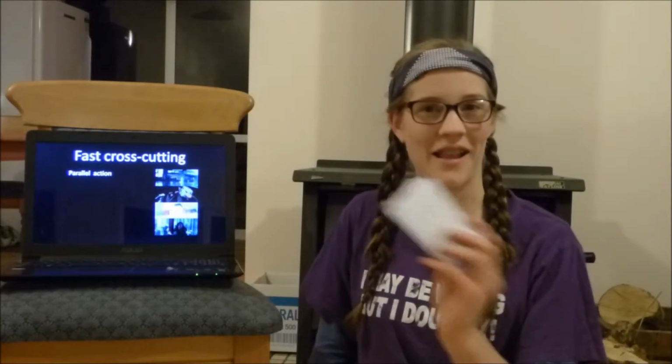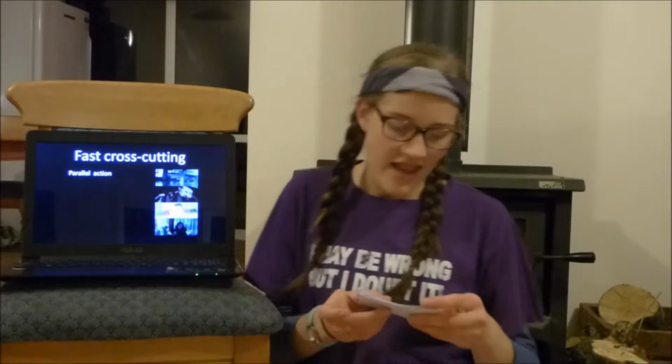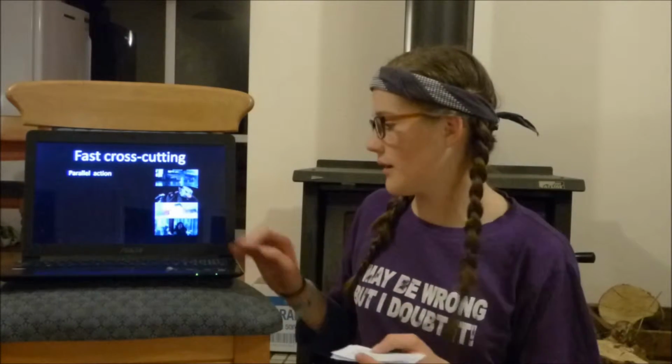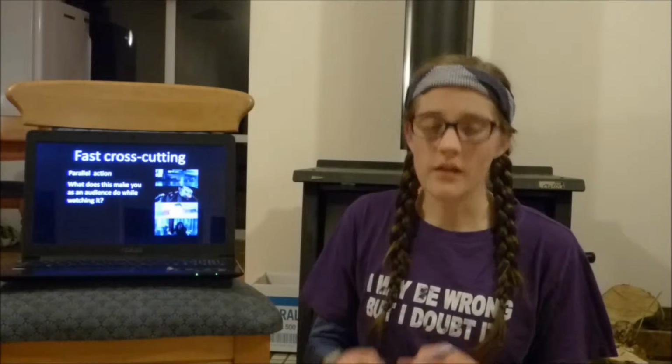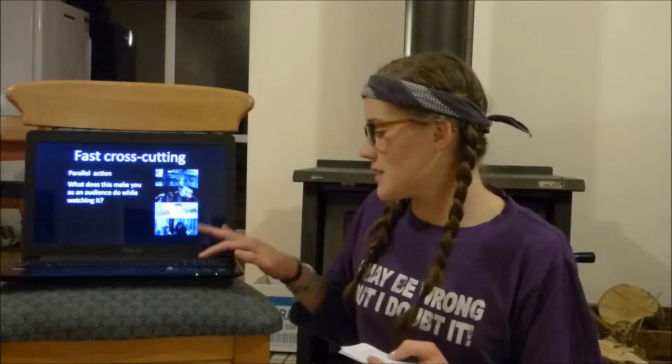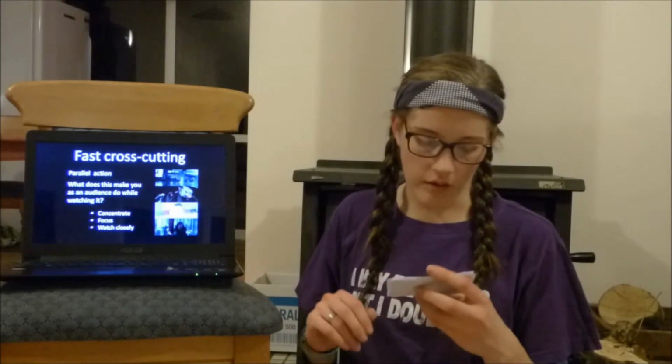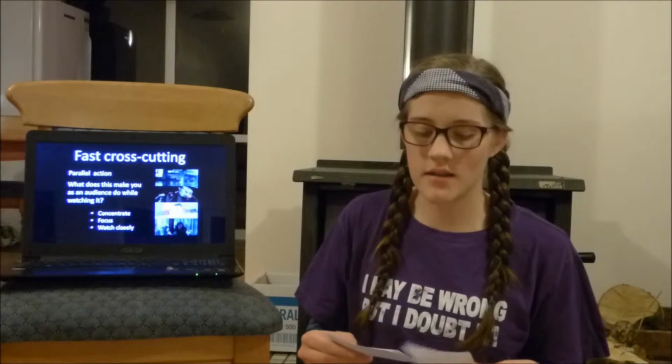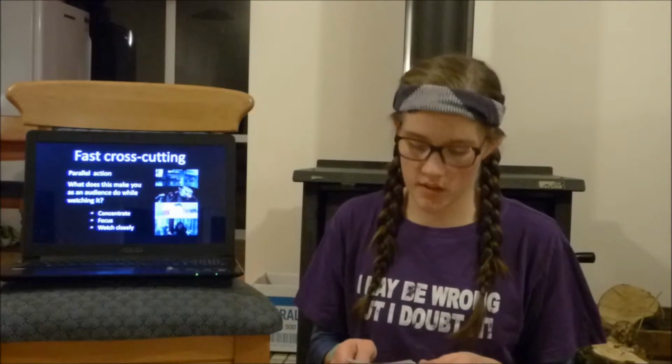action, not parallel editing. In the scene we just watched, some of you may have noticed that the cross-cutting was edited together extremely quickly. What does this make you do as an audience while watching it? Yeah, they make you concentrate on the scenes, focus on the cutting, and it causes the audience to watch closely at all times.